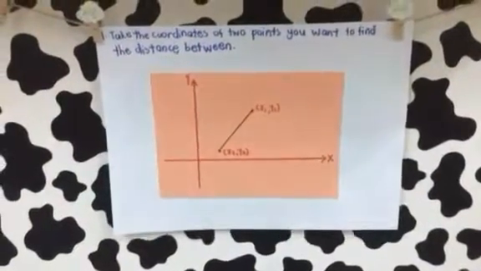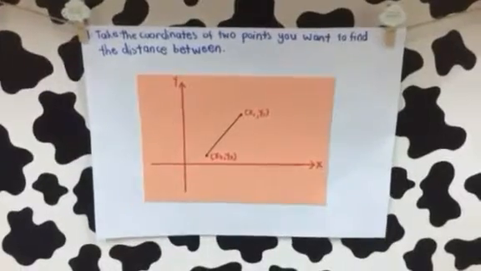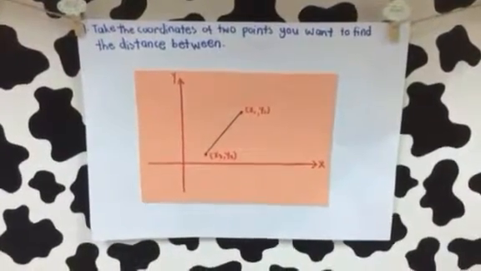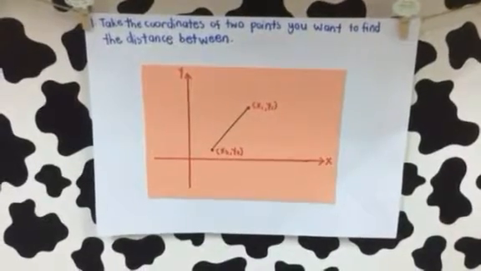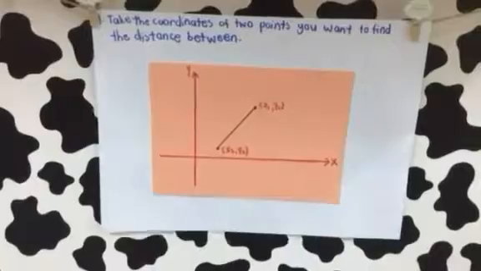x1 is the horizontal coordinate along the x-axis of point 1, and x2 is the horizontal coordinate of point 2. y1 is the vertical coordinate along the y-axis of point 1, and y2 is the vertical coordinate of point 2.